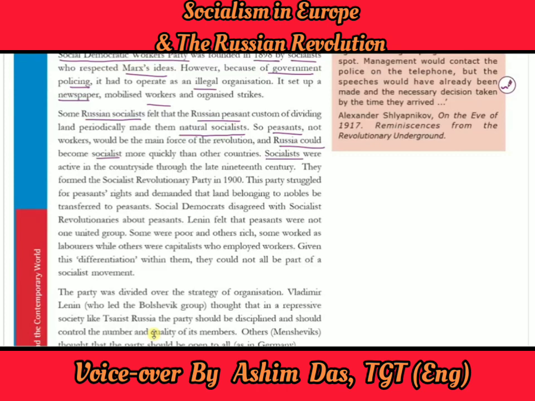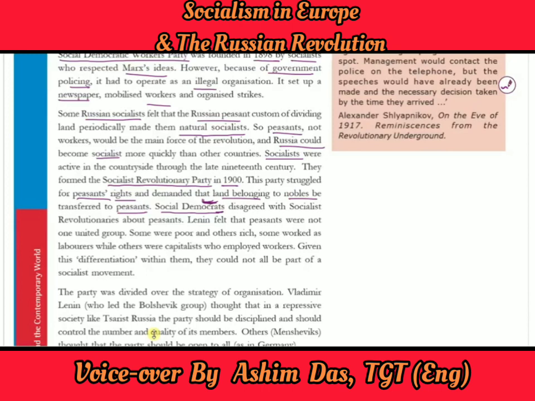Socialists were active in the countryside, in the village areas, through the late 19th century, and they formed the Socialist Revolutionary Party in the year 1900. This party struggled for the peasants' rights, the rights of the farmers, and demanded that land belonging to nobles be transferred to the peasants. Social democrats disagreed with the socialist revolutionaries about the peasants.